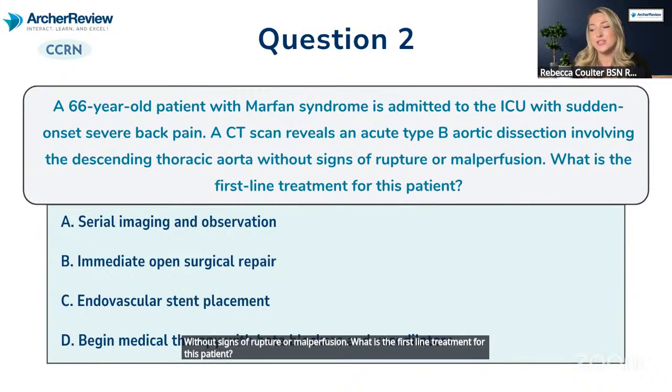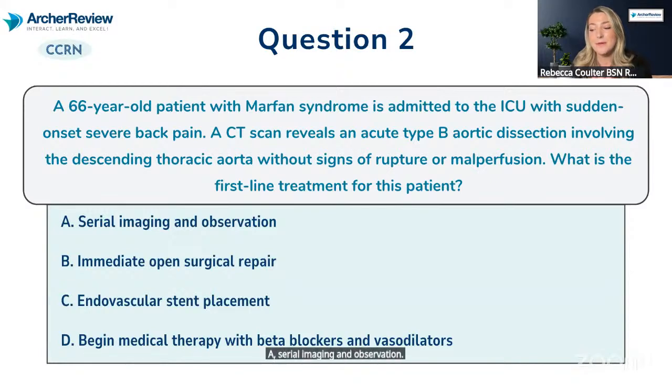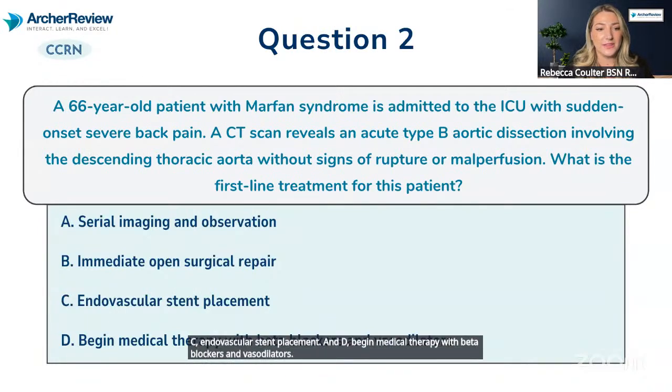A, serial imaging and observation. B, immediate open surgical repair. C, endovascular stent placement. And D, begin medical therapy with beta blockers and vasodilators. What do we think about this one?